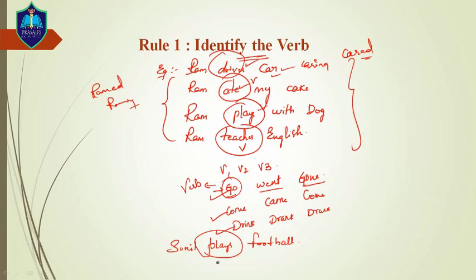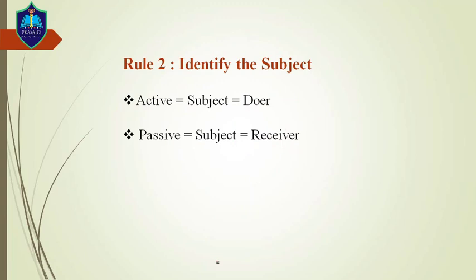Moving to the next, the very first rule is we have to identify the verb. And how to identify the verb? It should be an action word, or we should be able to make the word in all three forms, that is V1, V2, V3. If we can make it in all three forms, we can consider it our verb.